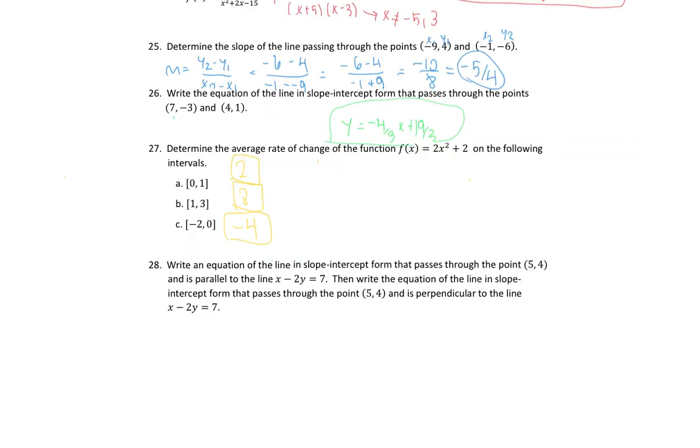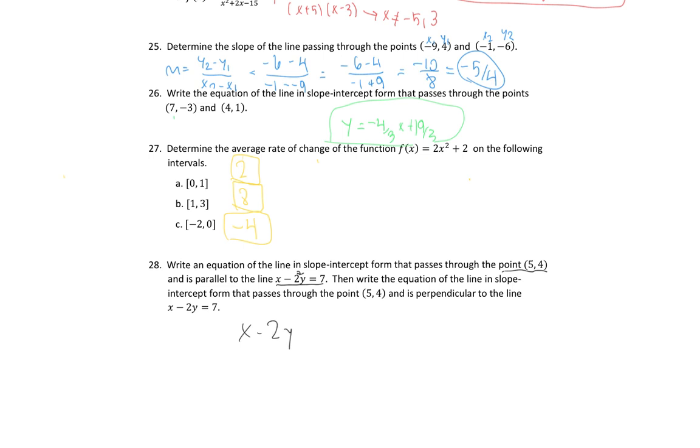Question number 28, it says write an equation of the line in slope-intercept form that passes through the point 5, 4 and is parallel to the line x minus 2y equals 7. Then write the equation in slope-intercept form of one that is perpendicular going through the same point. So parallel lines are going to have the same slope. So let's solve this one for y, and we can figure out what our slope is.